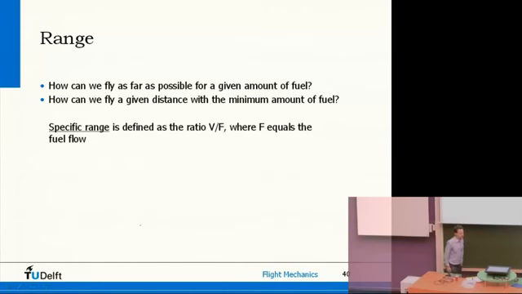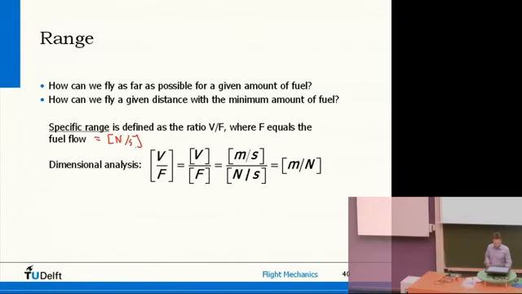Now there's a parameter you can define, and that is called specific range, airspeed divided by fuel flow. And fuel flow is usually expressed in newtons per second, so an amount of fuel per second that is being burned. Now, the question is, why would you define this strange ratio?